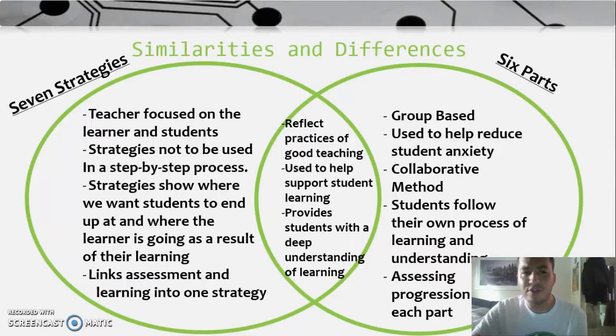Whereas the 6 parts are different from the 7 strategies because this is more of a group-based strategy. It's used to help reduce student anxiety in this collaborative method. Students follow their own process of learning and understanding. They follow this step-by-step process, whereas with the 7 strategies you can just kind of use them whenever, or they're not in a step-by-step process. You can use them in any way. And it assesses progression throughout each part. So as the students go through the different parts, they are going to assess their own learning while understanding the new content.